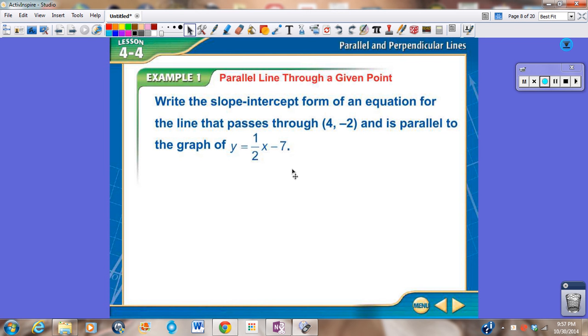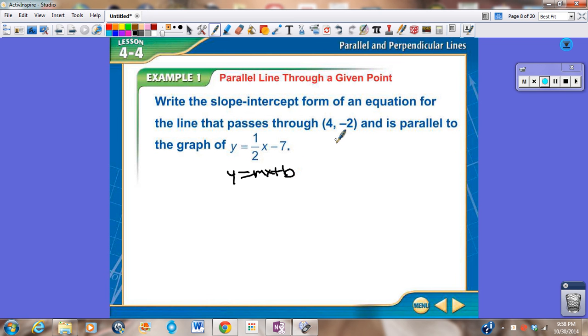So the first thing they ask us to do is write the slope-intercept form of an equation for the line that passes through (4, -2) and is parallel to the graph of y equals 1/2 x minus 7. So the first thing you want to do here is remember what slope-intercept form looks like. It's y equals mx plus b.